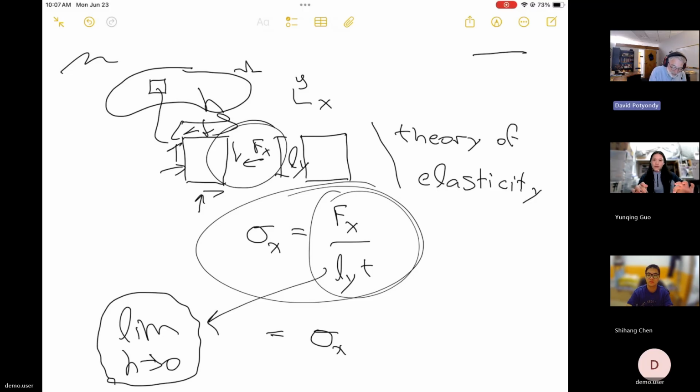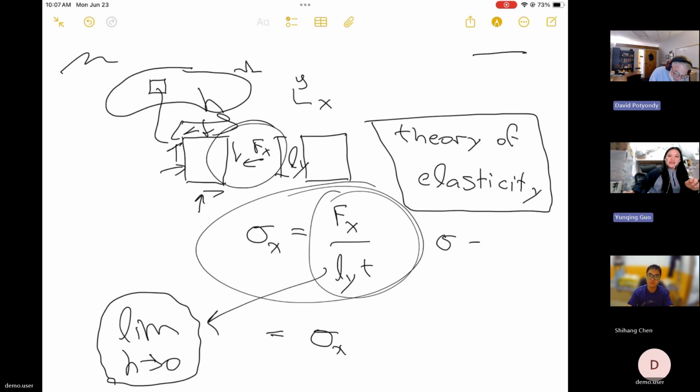Have you heard of this? Theory of elasticity. Okay. I will search for it. This is the kind of thing you may learn about in graduate school. And basically, this theory of elasticity is basically relating stress to strain.